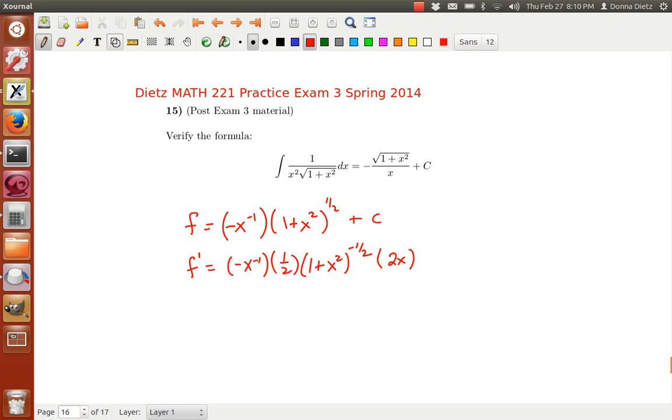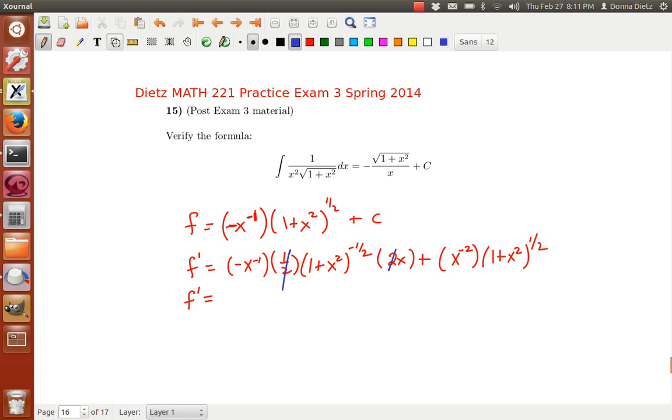Oh, there's the fly. Plus the derivative of the first, so this negative times this negative 1 is going to be positive, x to the negative 2 times 1 plus x squared to the 1/2. Okay? But normally I'd say, just stop, but you can't because you have to actually verify the formula. So this is one of the exceptions to the stop suggestion. Okay, so this 1/2 cancels with this 2.